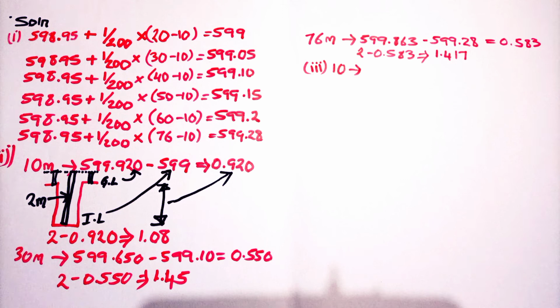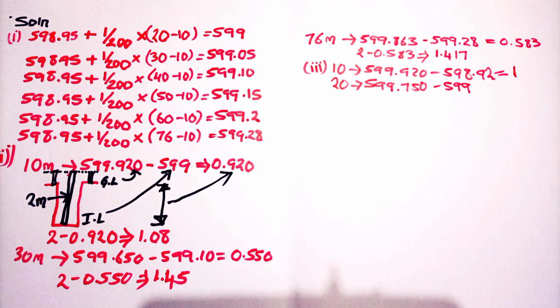For our last question, we are supposed to calculate the depth of the excavation. At the 10 meter mark of the chainage, we take the ground level minus the invert level that we had been given earlier, and we get a difference of 1. So we are going to excavate 1 meter there. Then for the 20 meter mark, we have the ground level minus the invert, and we get 0.75.